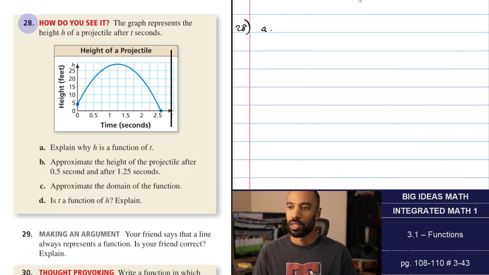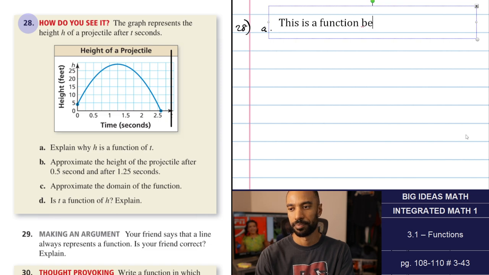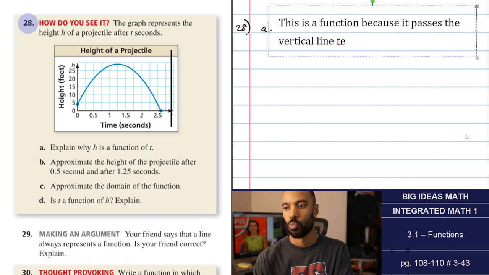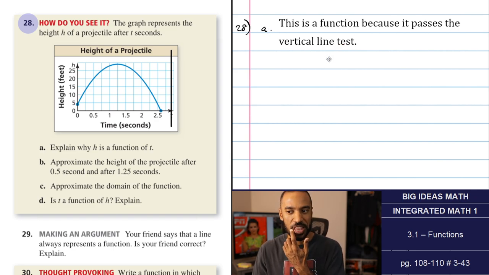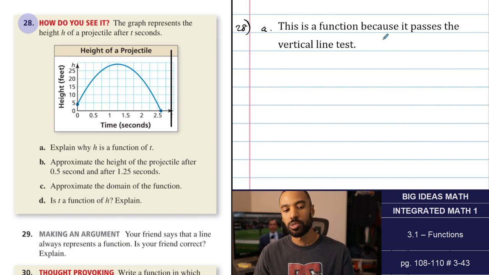Anyway, I said that out loud, I'm gonna write down it passes the vertical line test. Which again, explains a lot within there. You might have to do those explanations, or at the very least, you have to understand what that means to pass it. Part B, approximate the height of the projectile after 0.5 seconds and after 1.25 seconds.